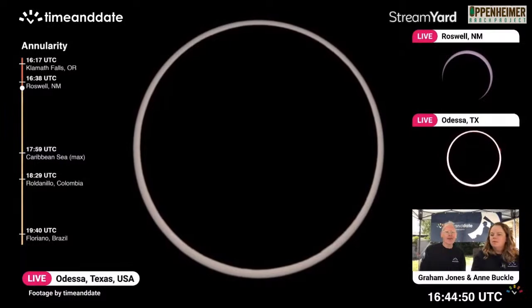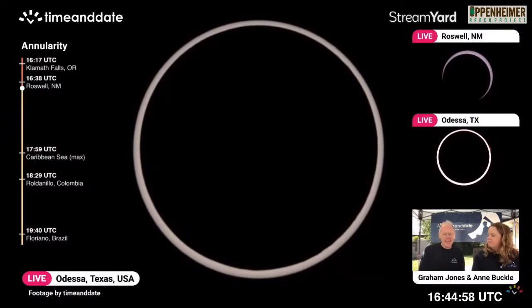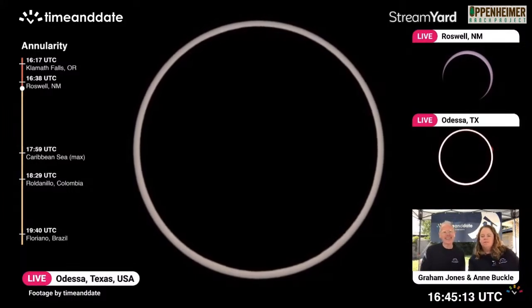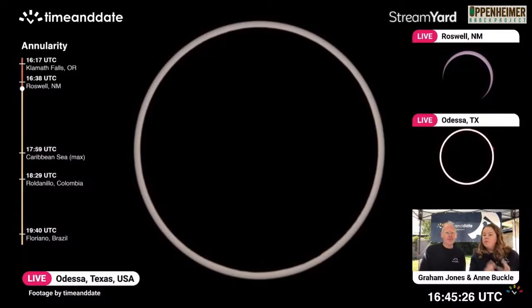And there we are now. In Odessa, our second Time and Date team is very close to the center line, only about 2 kilometers or 1 mile from the center line. I think it's about 7 blocks south of the center line. So here in Odessa, wow, we are getting a perfect ring. That is really a perfect ring of fire. It is for sure. And we've got 2 rings.